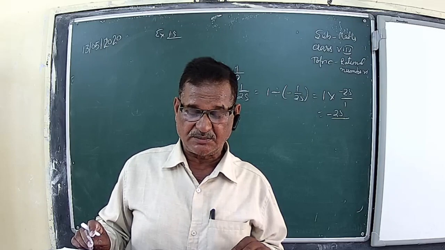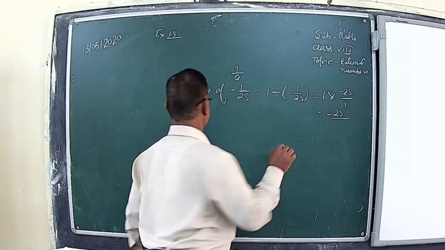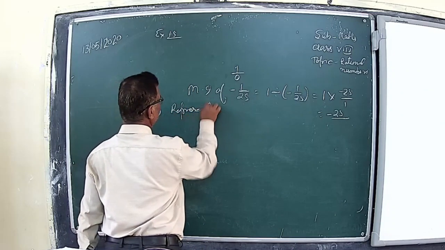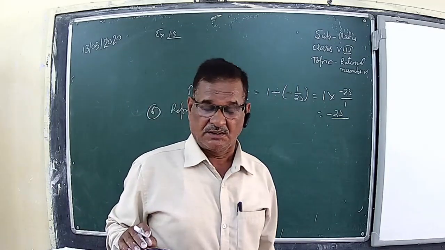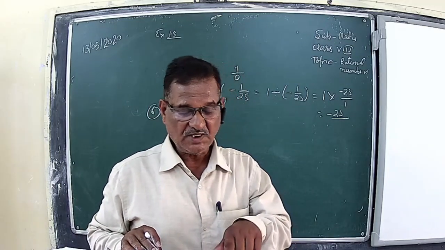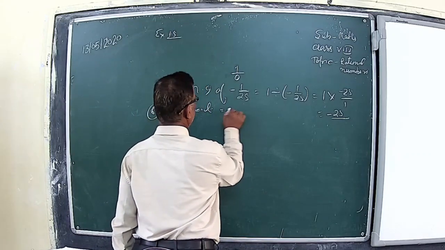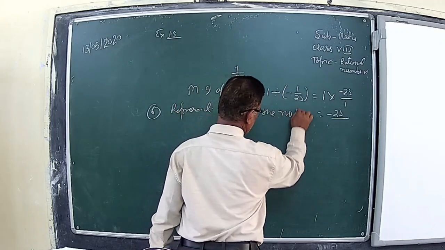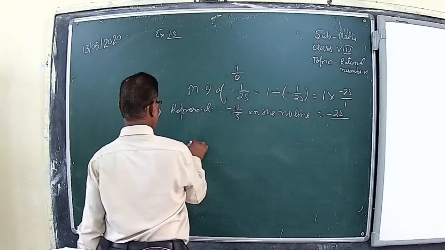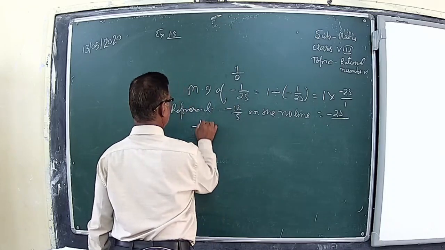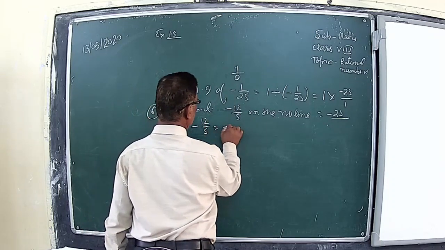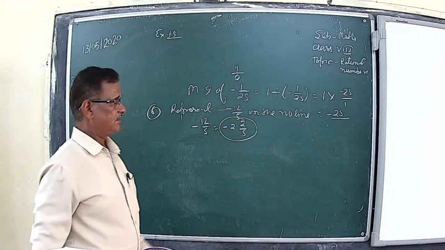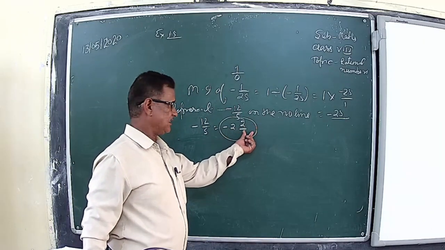Represent the following rational number on the number line. Question 6, part C. Represent minus 12 by 5 on the number line. So minus 12 by 5 is equal to minus 2 whole 2 upon 5. This is the mixed fraction. This is the whole number, this is the numerator and this is the denominator.